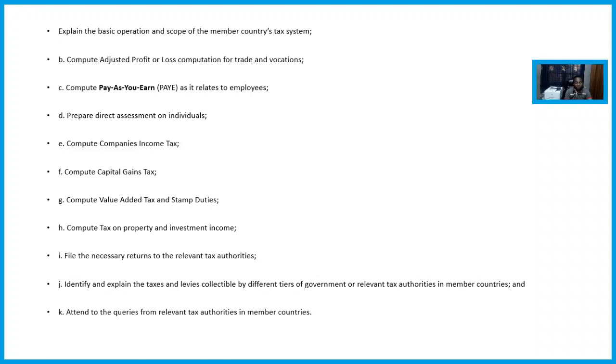Also, we need to be able to compute adjusted profits. It could be loss also, and how to file them. PAYE for employee and payroll taxes. We need to understand how to compute capital gain taxes, the direct assessment on individuals, those are people like entrepreneurs. We need to understand how to compute VAT, value added tax, and stamp duties, and how to remit them. We need to understand how to file necessary returns to the relevant tax authorities and the deadlines that they have. We need to understand how to tax property tax and investment income.